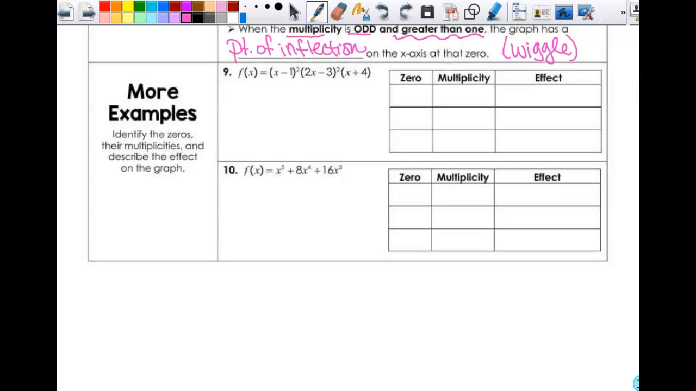So let's look at this. This says to identify these zeros, their multiplicities, and describe the effect on the graph. All right, so on number 9, it's factored for me. I can easily come up with my zeros. It's going to be 1, 3 halves, -4. So -4, 1, 3 halves.